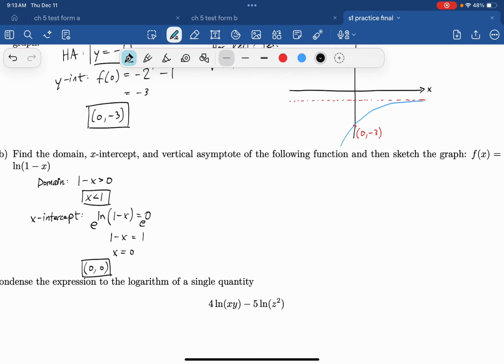Right? X value of 0 and y value of 0, because it's on the x-axis. The vertical asymptote is very easy and similar to the domain. The asymptote always occurs whenever the input equals 0, right? Because it can never equal 0, but it can get really close to 0. And so we solve for the asymptote by just setting 1 minus x equal to 0, which tells us that x equals 1. You can also always just write the asymptote by converting this inequality into an equality. All right, so now we can graph it.